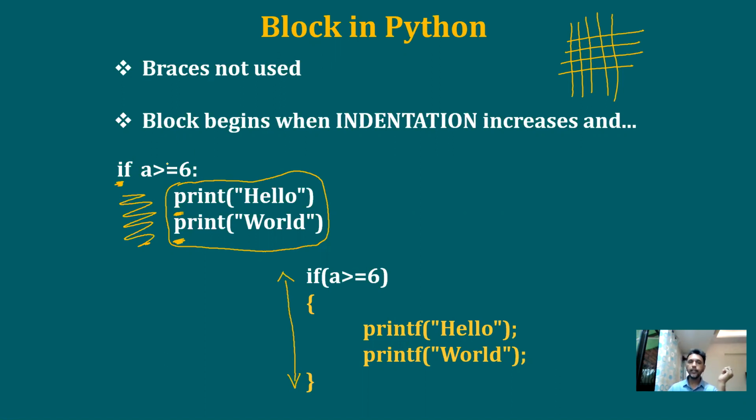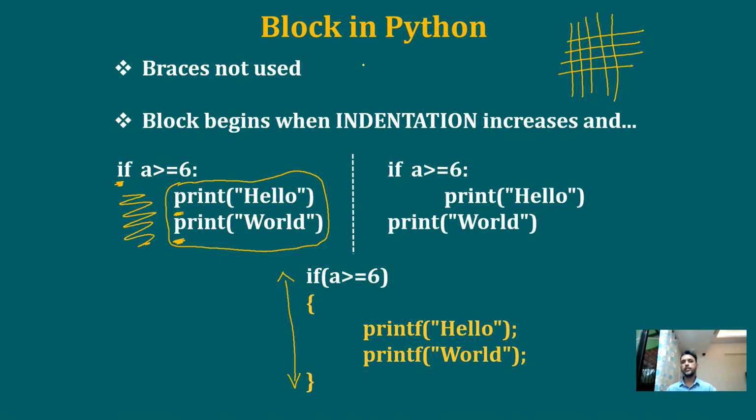If a greater than equal to 6 is true, the entire block will execute. If a greater than equal to 6 is false, the entire block, that means both the statements, will not execute. As simple as that. Now let me see how attentive you are.